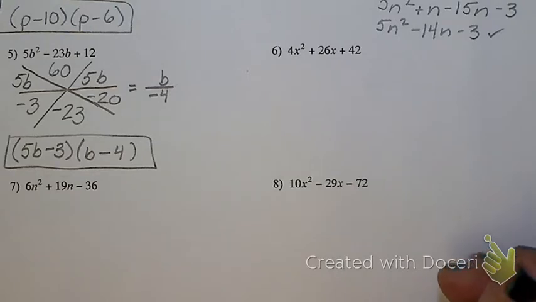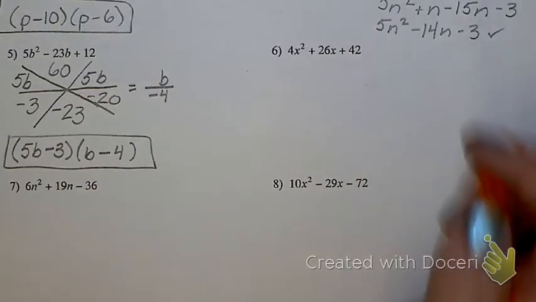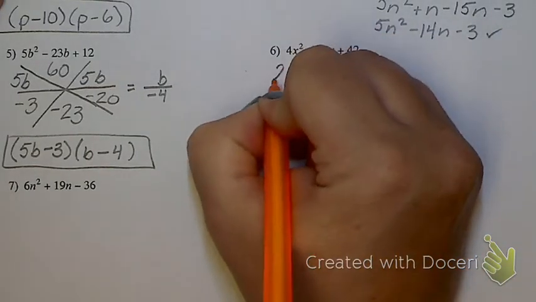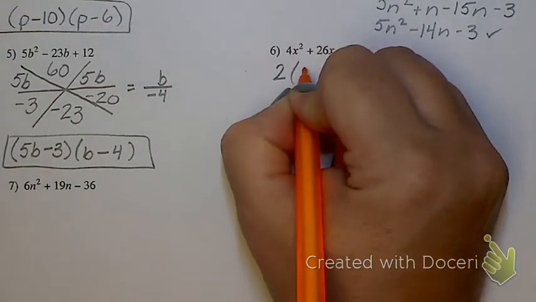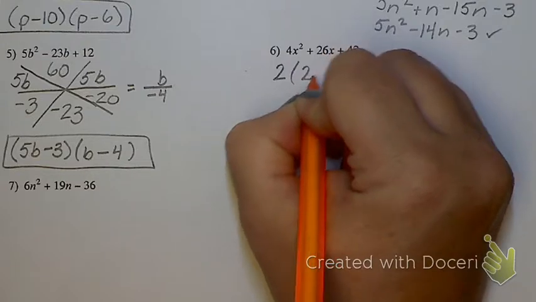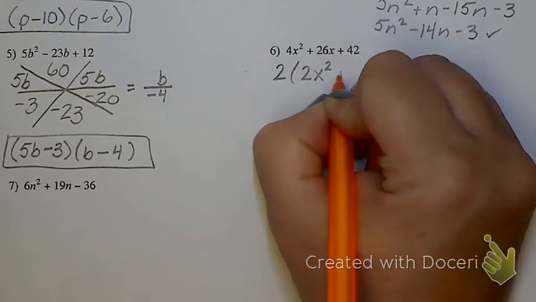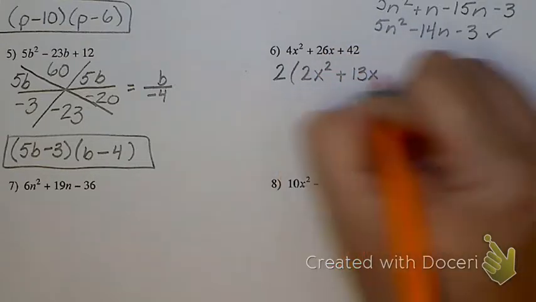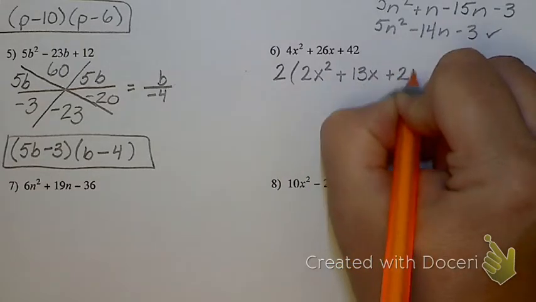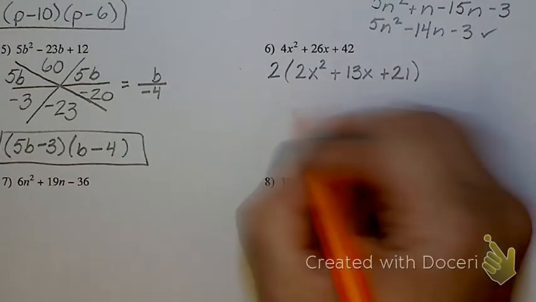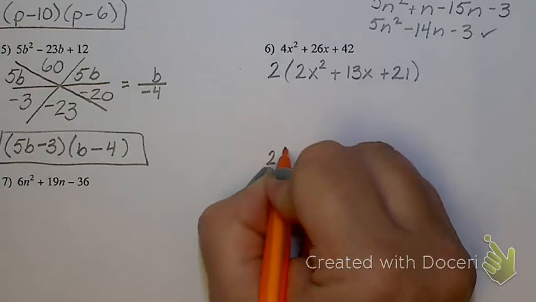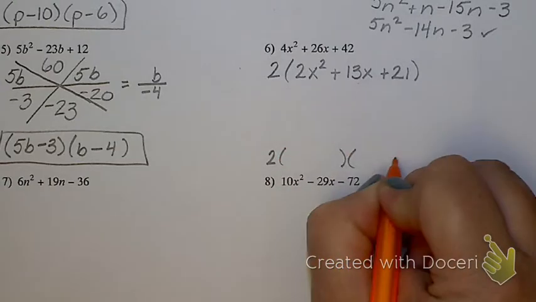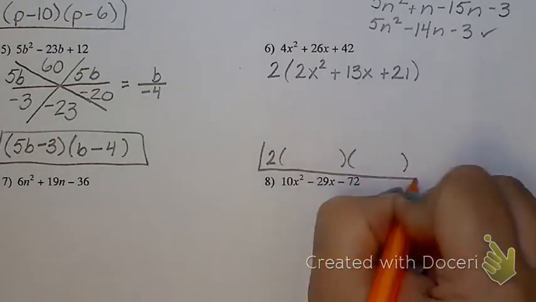Do they have anything in common? Yeah. They have at least 2. Do they have 4 in common? No, 42 and 26 aren't divisible by 4. So if I take out a 2, what's left inside? 2x squared plus 13x plus 21. So wherever I write my answer, I have to have a 2 in front, and then I'll have my 2 parentheses, right? So there's my answer all set up and ready to go.